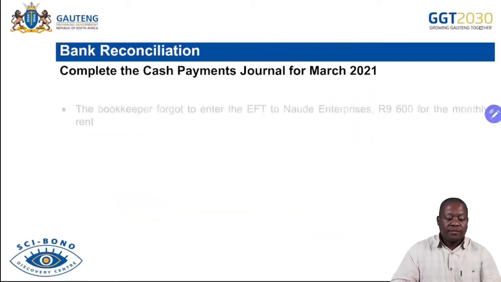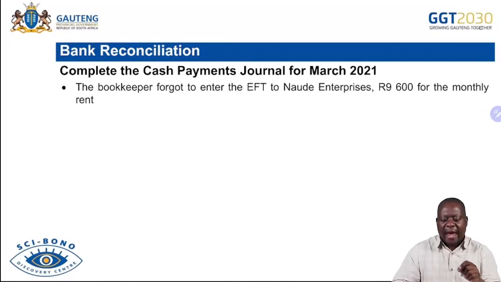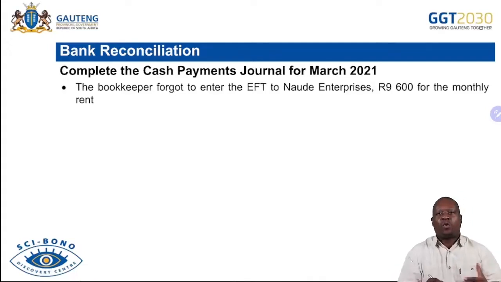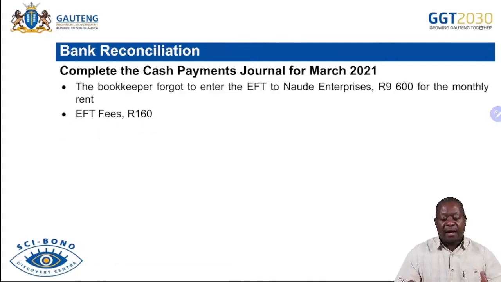Next, we are also given that the bookkeeper forgot to enter the EFT to Now the Enterprises for 9,600 for monthly rent. We are paying monthly rent, and the bookkeeper forgot to record this. So let's help the bookkeeper, boys and girls. Let's record for the bookkeeper. So it is going to appear also together with these.